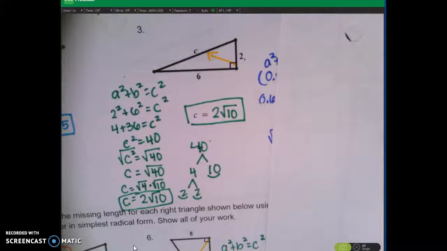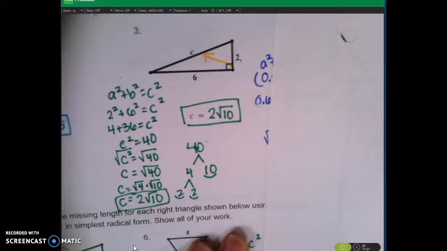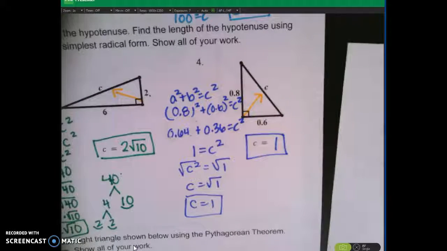If you wrote it as radical 40, please simplify your answer. Remember, radicals are simplified when the greatest perfect square factor is 1. Looking at number 4, please don't be afraid of those decimals.